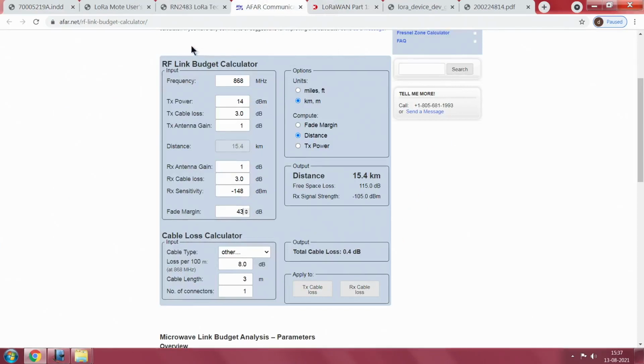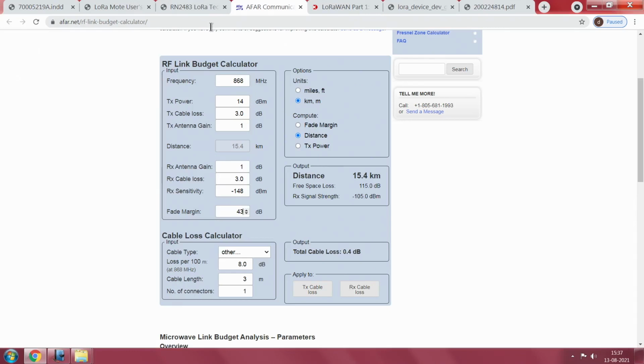This is a straightforward RF link budget calculator which is available on the internet. You just Google afar.net, you will see an RF link budget. In fact, this is one of the many such link budget calculators which are available. Each one is a little different from the other, but more or less they give you the same information. What all can you punch in from the LoRa data sheet?